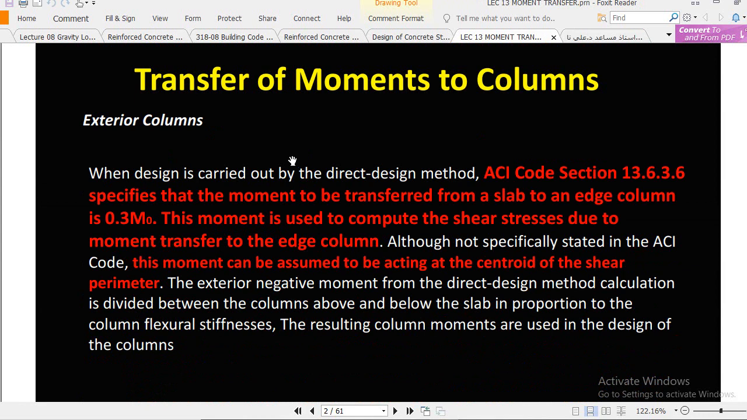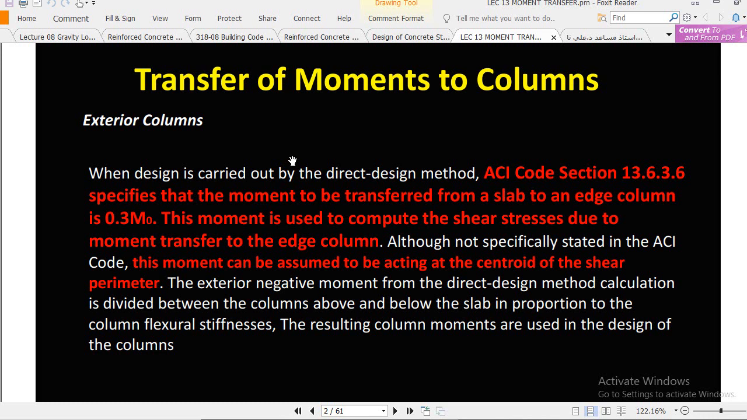Now I am explaining the procedure for the direct design method, because in the equivalent frame method you got the unbalanced moment directly from the moment distribution table, and you already saw this in lectures 6-7, how we get those moments. But some students asked: in the direct design method, if we have a flat slab or flat plate system, there is a column-slab joint. So how does the moment transfer from a slab to a column?